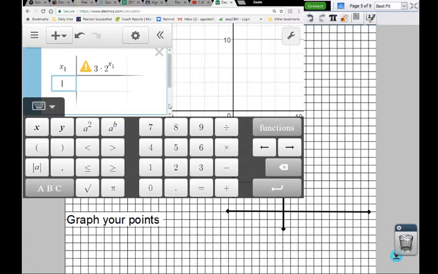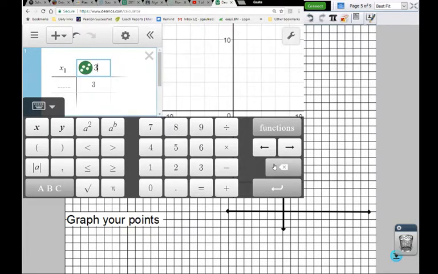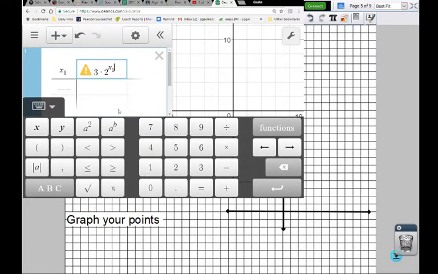Okay, I'll show you. This first one says x1, right? Leave that one alone. This one, just to type it in again, we're doing 3 times 2 to the x. That is our equation we're doing. Just watch. 3 times 2 exponent button, which is this AB right here. Type in the variable x, and then type in the number 1. And it automatically goes down like that.